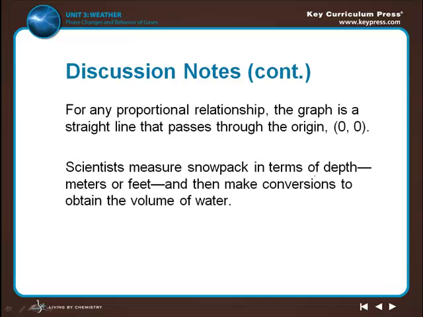Now, for any proportional relationship, the graph always passes through 0, 0. Scientists measure snowpack in terms of depth. So they will take a meter stick and put it into the ground, or something much larger than a meter stick, and they'll measure the depth of the snowpack. Then you have to make conversions to determine the volume of water. So if you find the depth of a snowpack, the depth will be proportional to the volume.